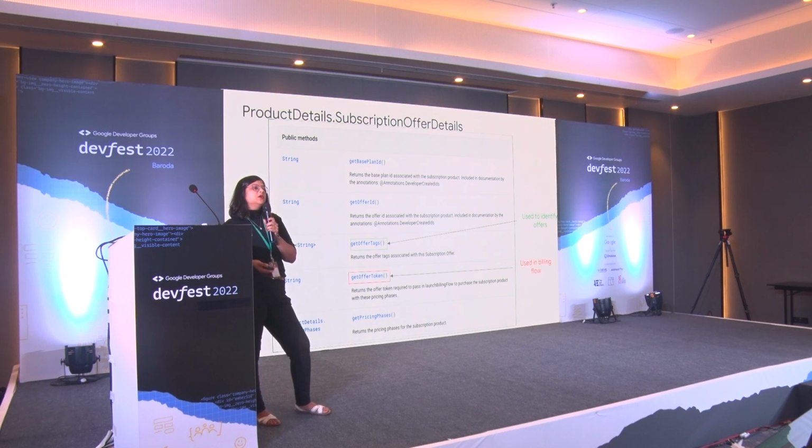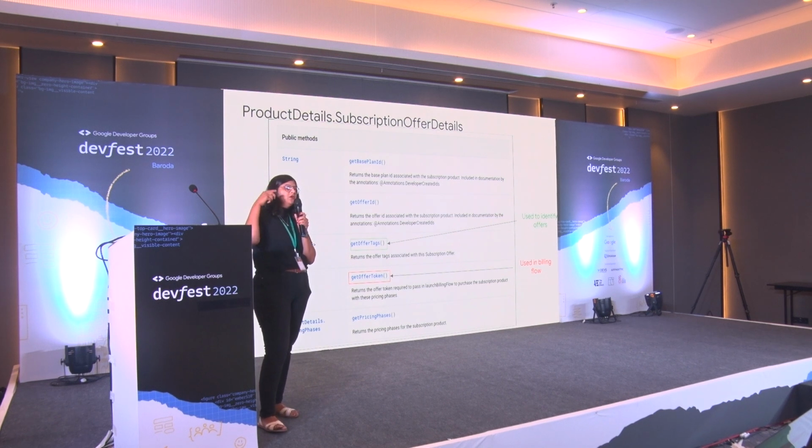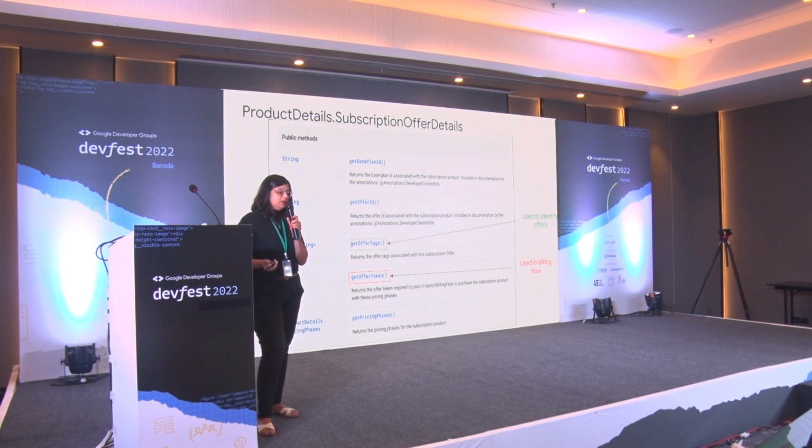Offer tokens are special tokens that you save in your application, in a data store or on your own server, and you use these offer tokens to let your users buy in-app subscriptions in your application or upgrade from one plan to another. So these offer tokens come in handy when you are actually subscribing your user to your application.